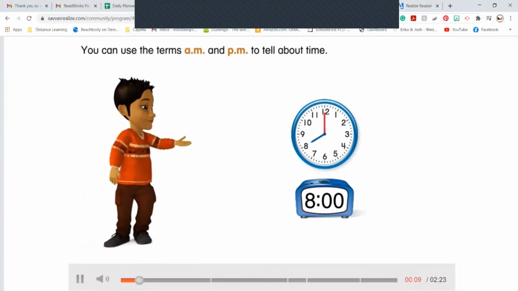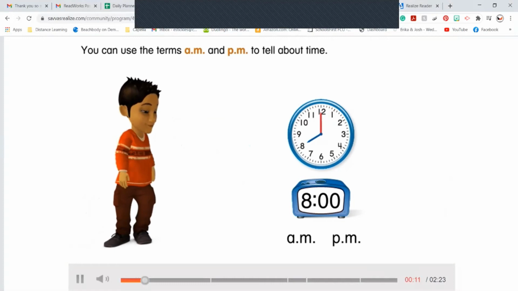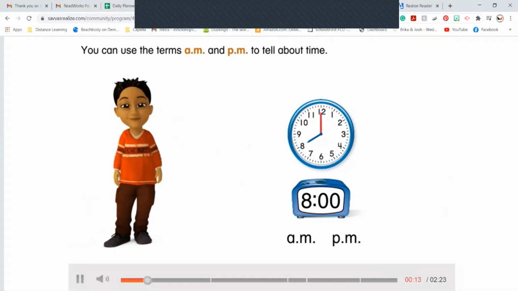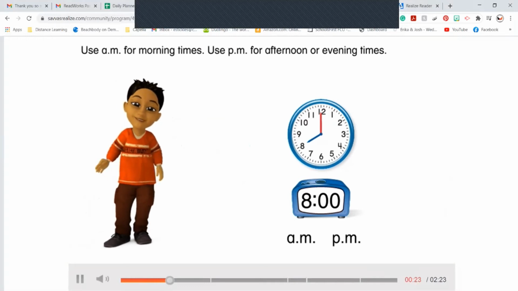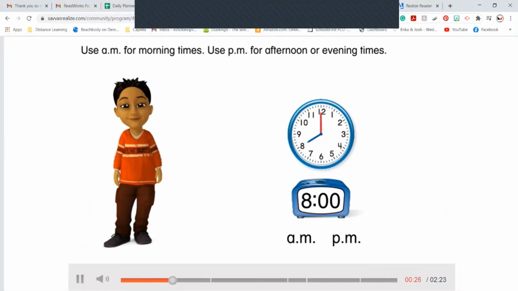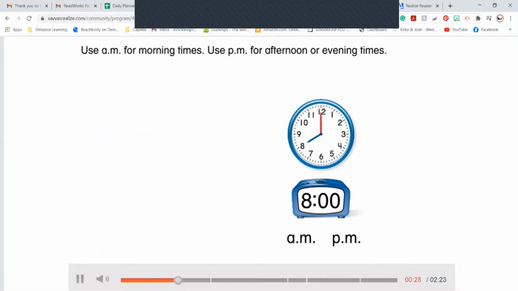You can use the terms AM and PM to tell about time. Use AM for morning times. Use PM for afternoon or evening times. I wake up at 8 a.m. and I go to bed at 8 p.m.